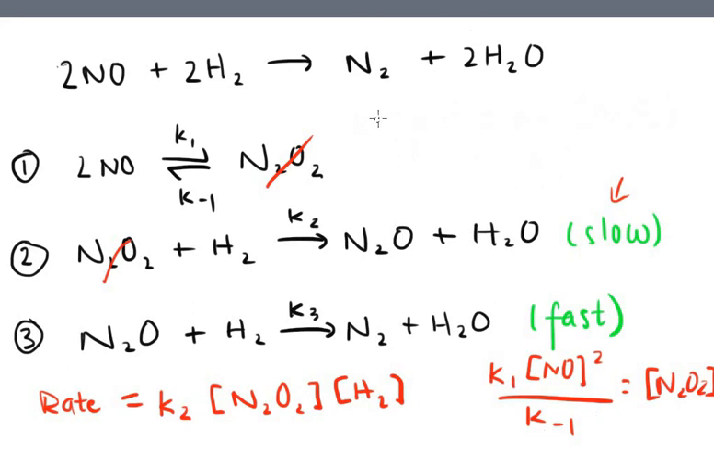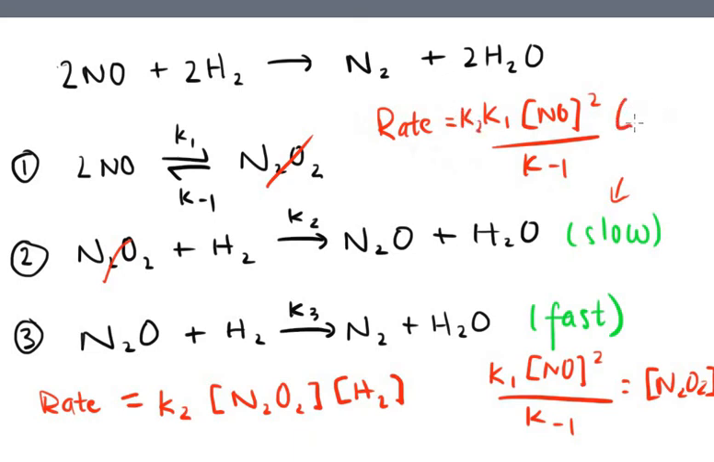So the rate is equal to K1 NO squared over K negative 1 times K2 and hydrogen. So this is the overall rate law.